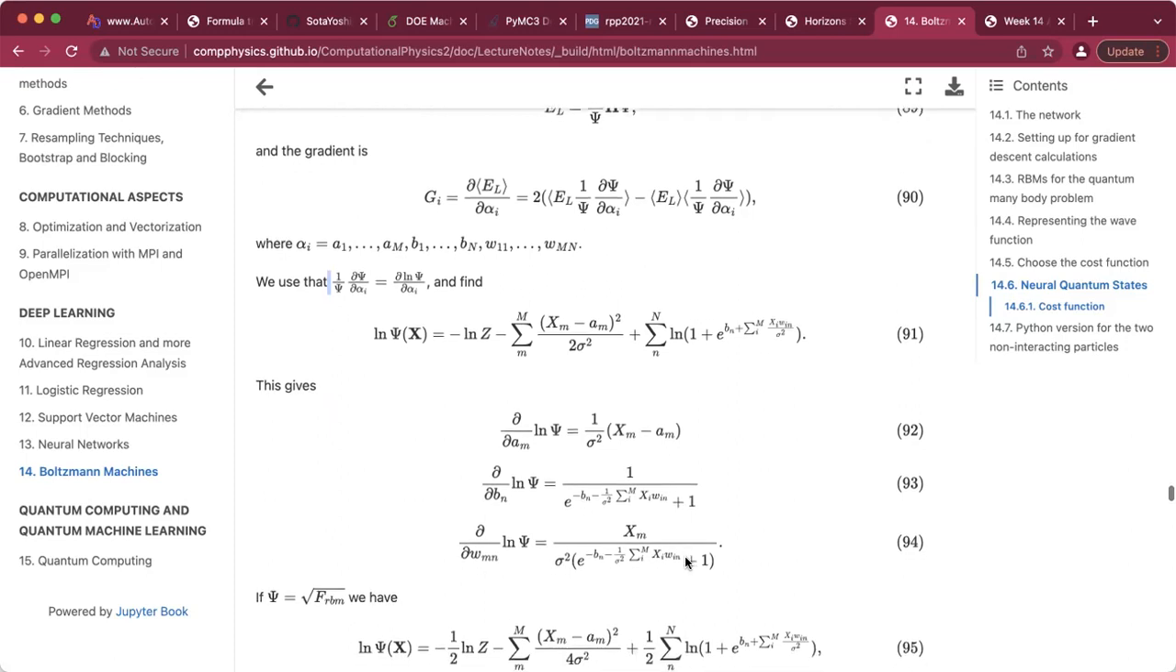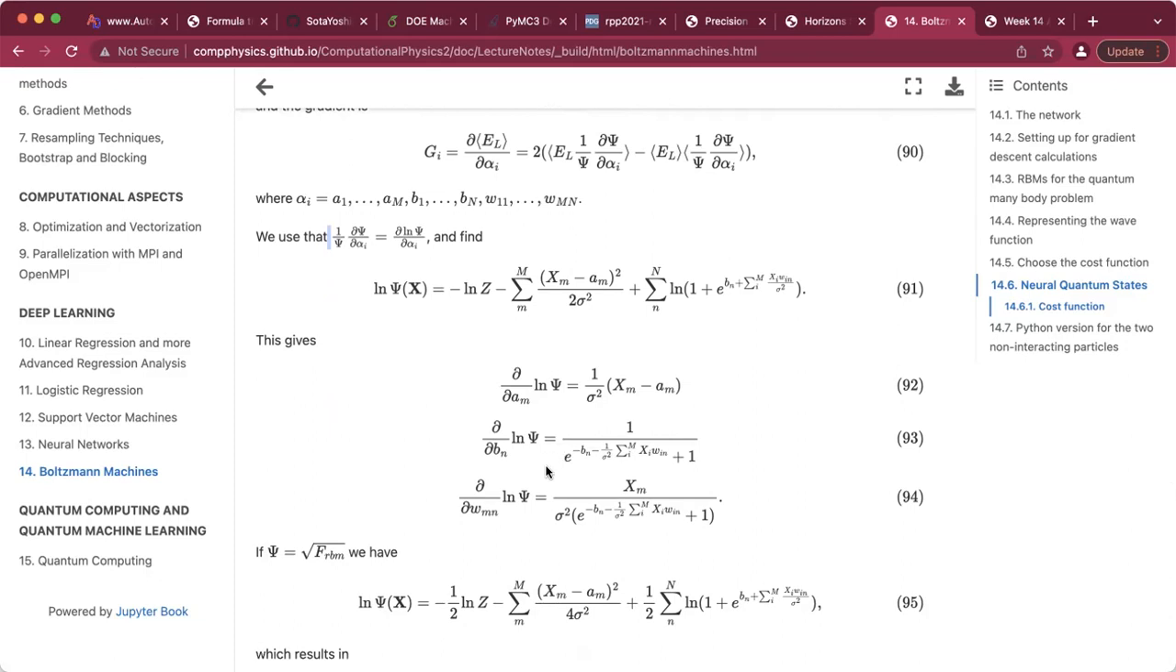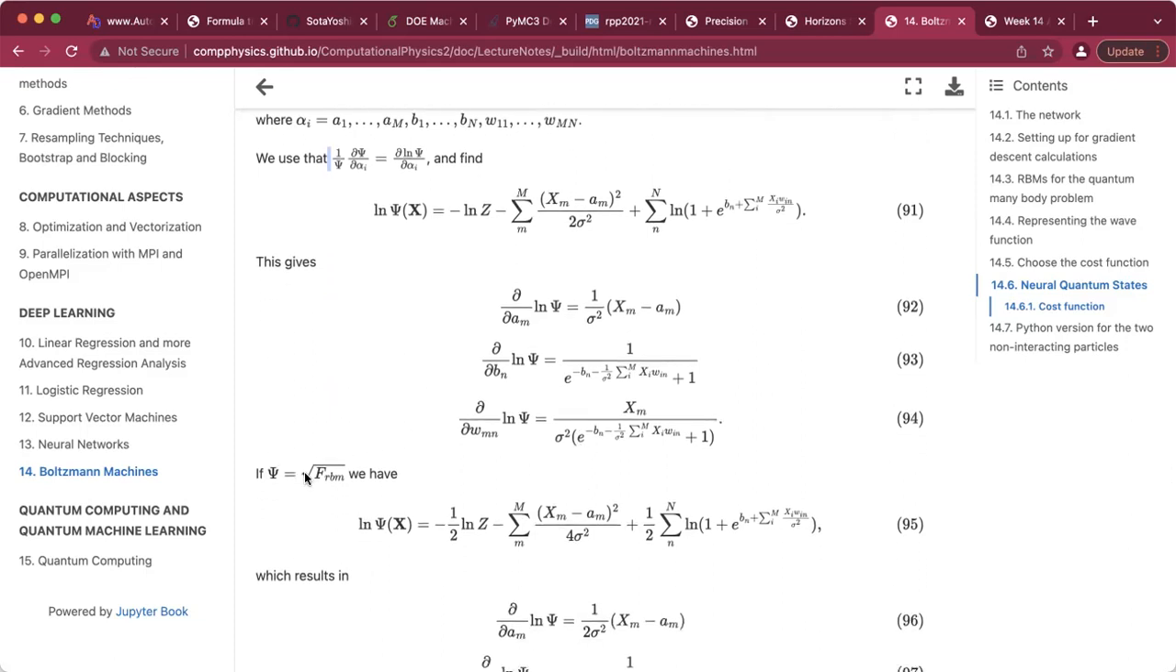The only thing we need to do then is be a little bit careful when we are calculating derivatives. In our case, the derivatives are a little bit more complicated, but not that complicated. And if we have a quantum mechanical distribution, then we need to take the square root of the Boltzmann distribution in order to get the quantum mechanical wave function.